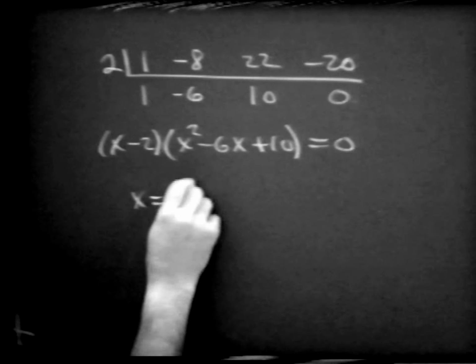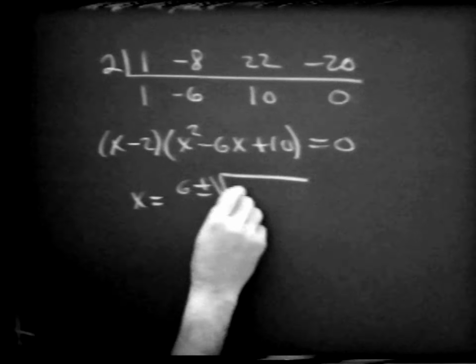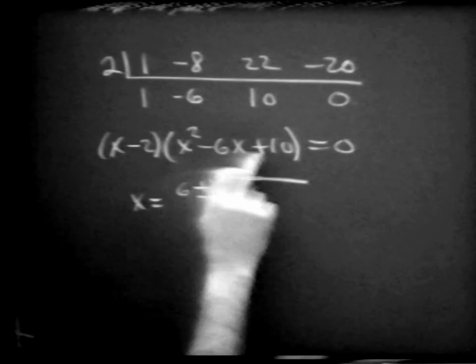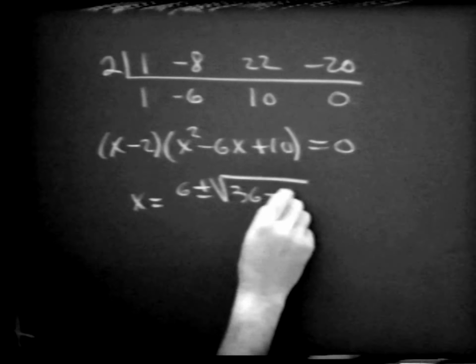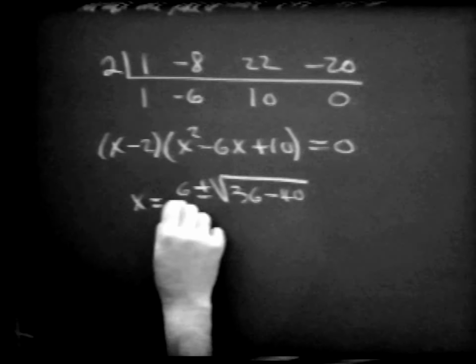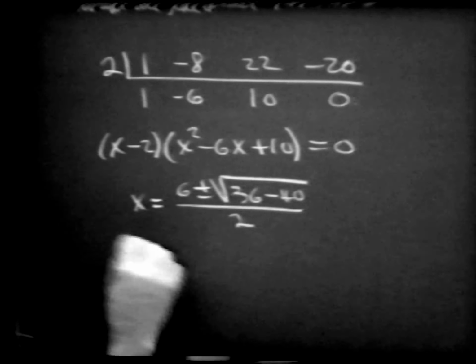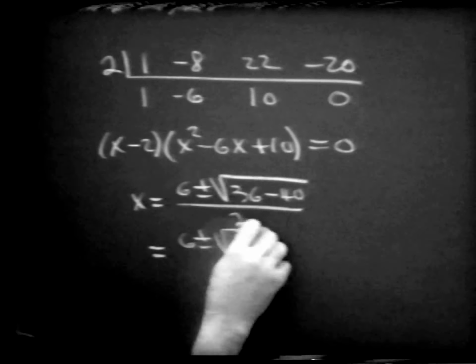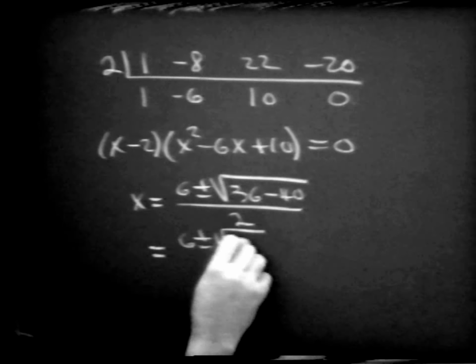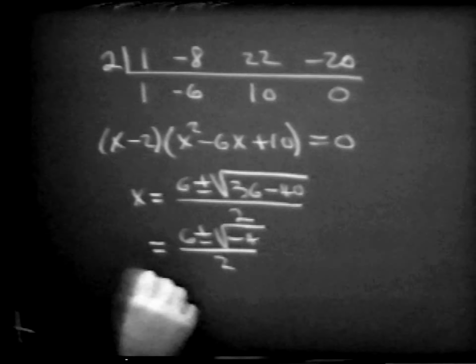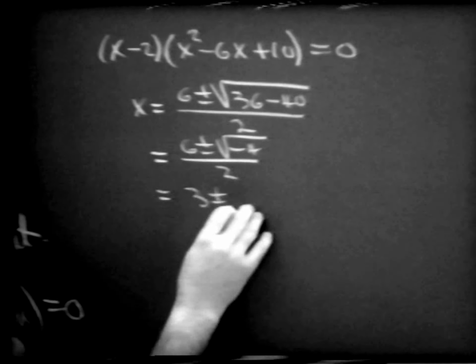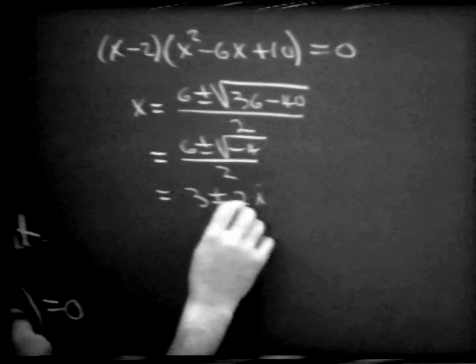We have x is equal to the opposite of b plus or minus the square root of b squared minus 4ac. What number is that? Minus 40, all over 2. And that is 6 plus or minus the square root of what number? Negative 4, all over 2, which is 3 plus or minus 2i.